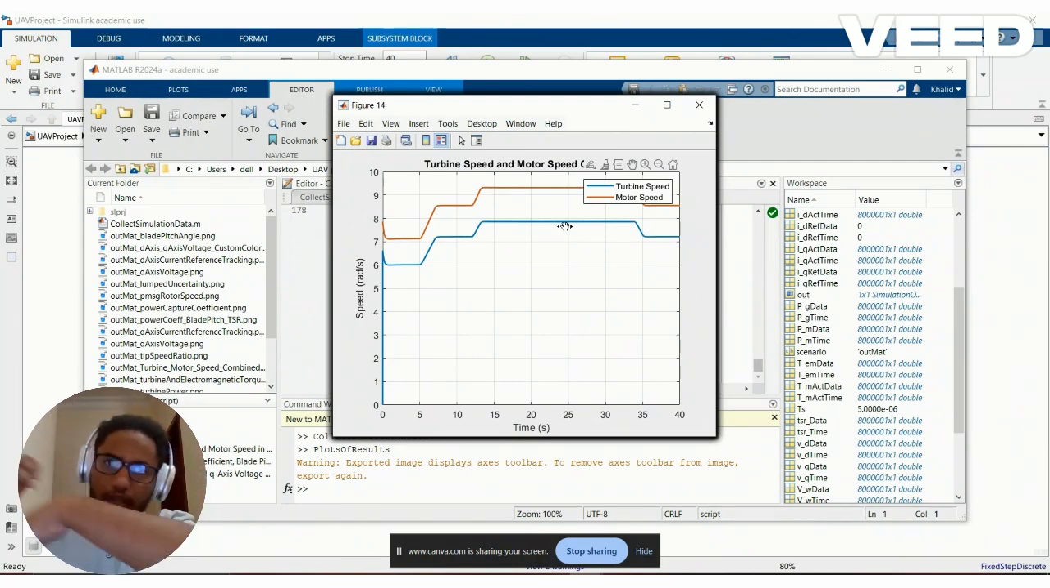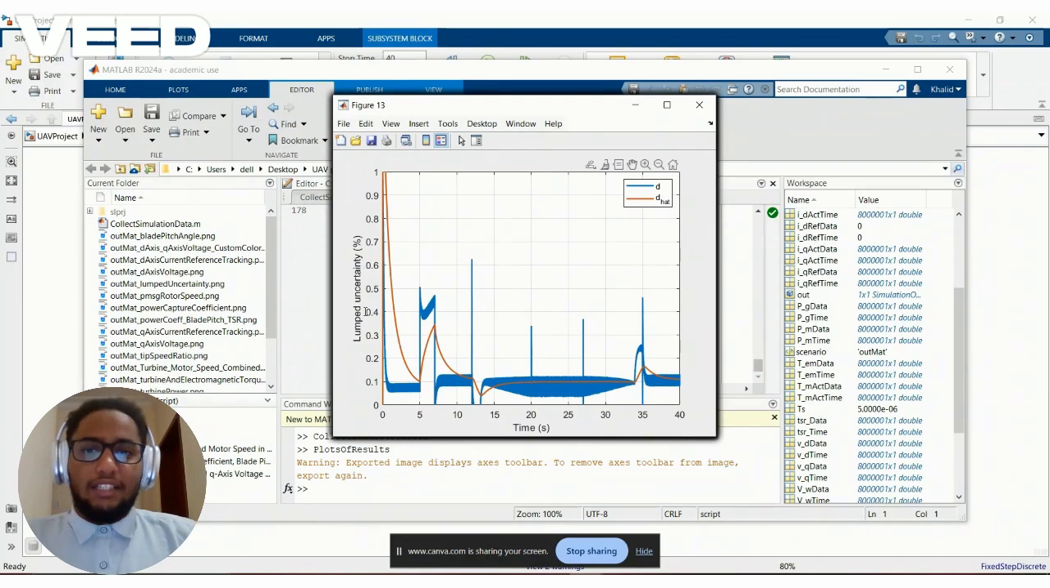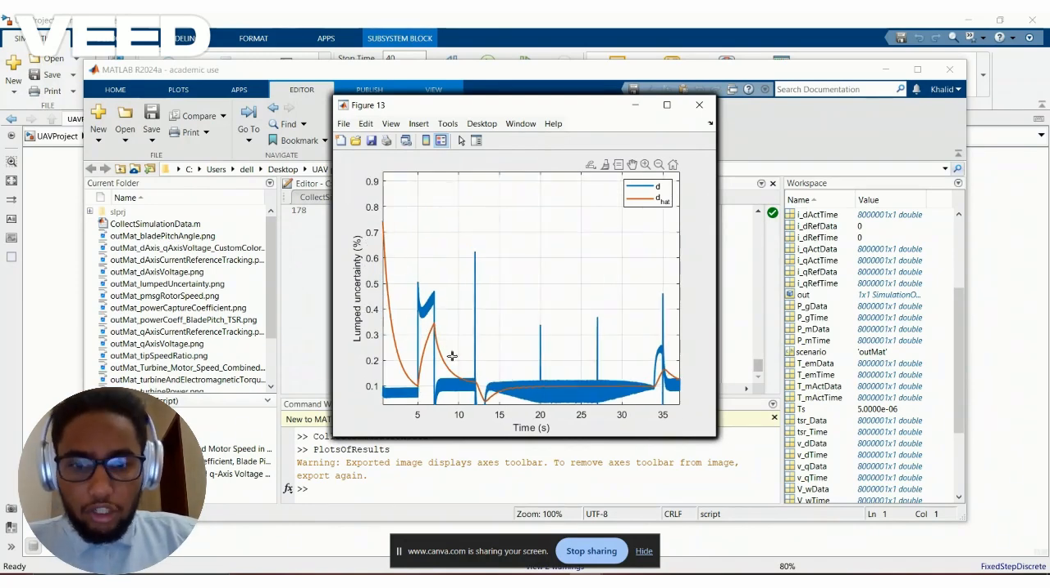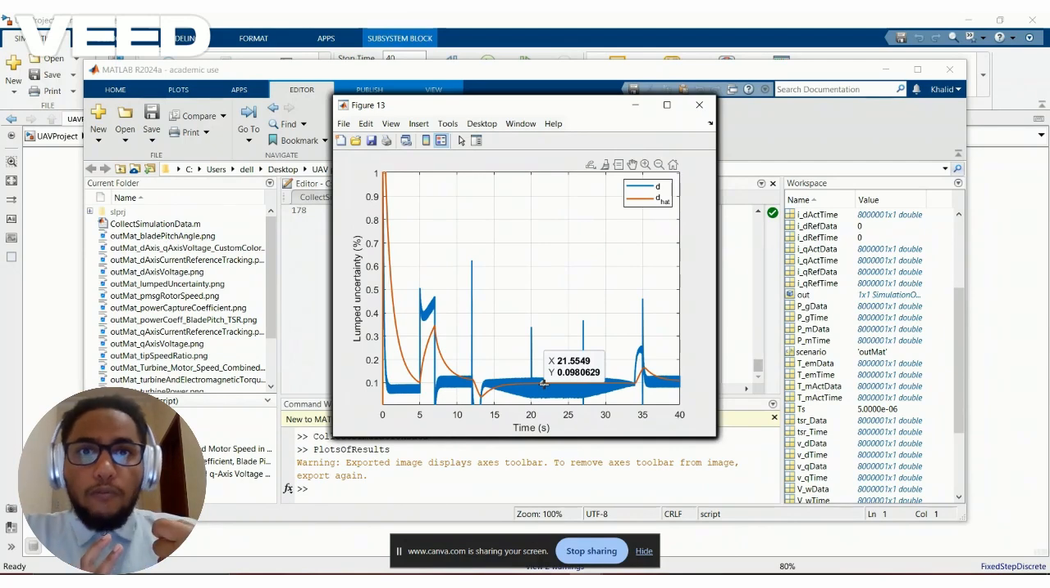They are similar, because when the turbine is moving in rad per second, the rotor speed is similar. There is some delay due to the mechanism and etc. And this is the lumped uncertainty. As we can see here, at the beginning there is a divergence. But as time passes until 40 seconds, between 15 and 40, they converge to each other, which proves a high prediction accuracy for the uncertainties.